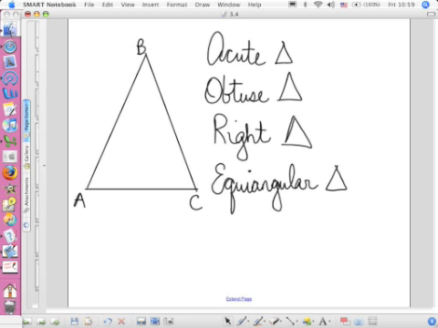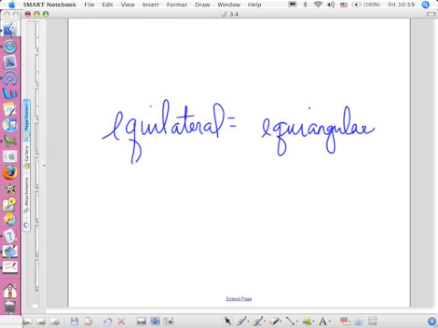What do you think the other 2 are going to be? Acute. Acute, very good. And equiangular has 3 equal angles, which Darian pointed out means that they all equal 60 degrees. Very good. All right, let's move on to the next thing. Every equilateral triangle is also equiangular. If the 3 sides equal each other, then the 3 angles equal each other.